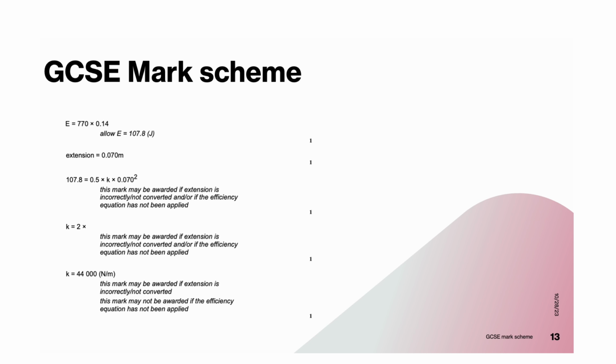Check this against the GCSE mark scheme. Mark awarded for realising that you had to work out the percentage of energy that would be transferred. Mark given for converting the extension into metres. Mark given for substitution and then calculating.